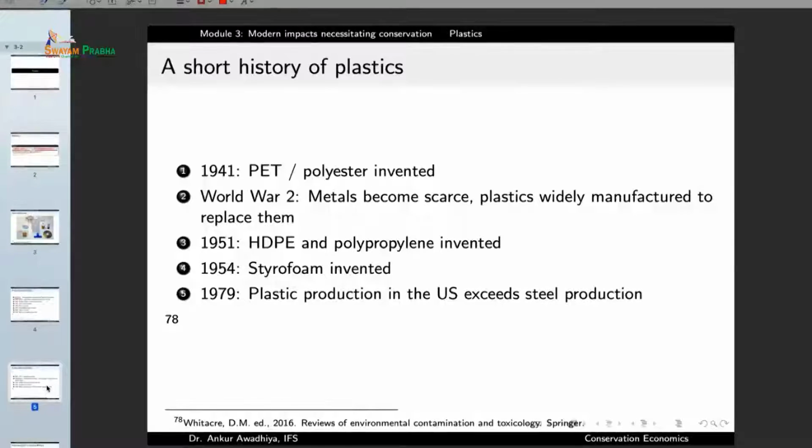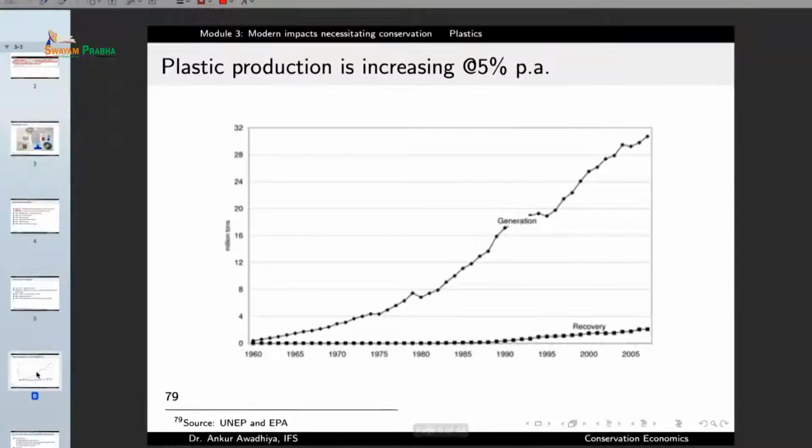In 1951, high-density polyethylene and polypropylene were invented. In 1954, styrofoam was invented. In 1979, the plastic production in the United States exceeded the steel production. So what we are seeing here is that the generation of plastics, it started and then it moved with a bang, and then very soon it started growing exponentially. So the plastic production currently is increasing at 5% per year, and we see that a large quantity of plastics, more than 30 million tons, is being produced every year.